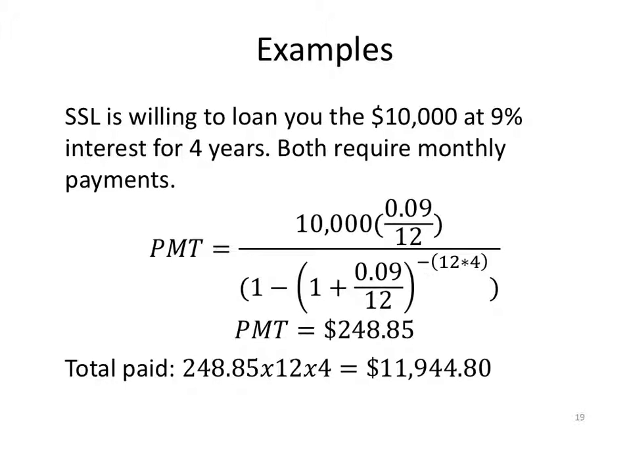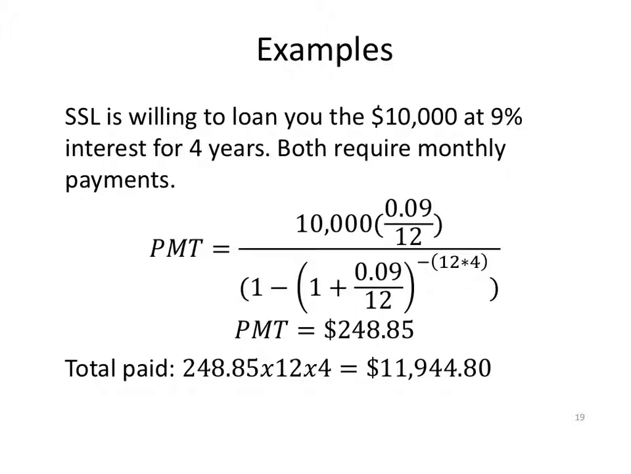State Savings and Loan is willing to loan you the $10,000 at 9%, but for 4 years, monthly payments. So the $10,000 and my I value, 0.09 over 12, divided by parentheses around my entire denominator, 1 minus, parentheses, 1 plus I, to the power of negative 48, monthly for 4 years. This payment is only $248.85. It's on the upper end of my budget, but I can afford it. I could not afford that payment that was over $300 on the last slide.